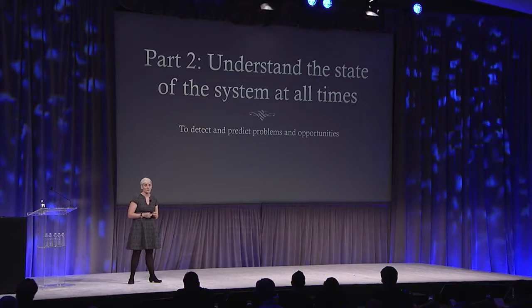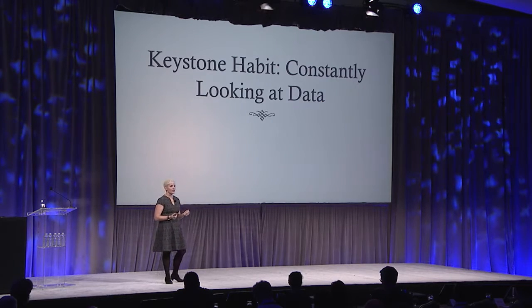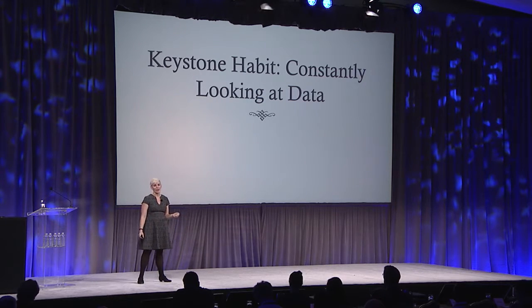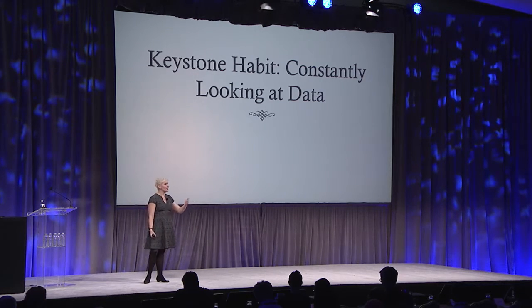All right, part 2, understanding the state of the system at all times. The keystone habit here that great teams follow is that they are constantly looking at the data, right? It's pretty obvious. You go to a great company and you look around and there are monitors up everywhere with not only operational statistics, but also business statistics that are just constantly being shared, being reflected, right?